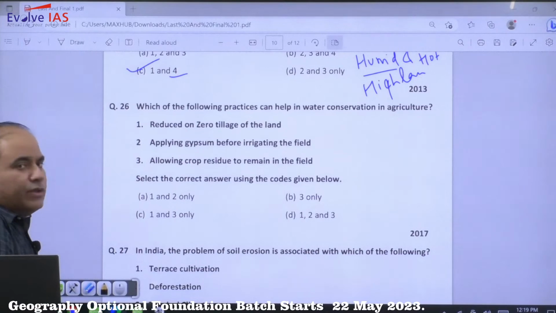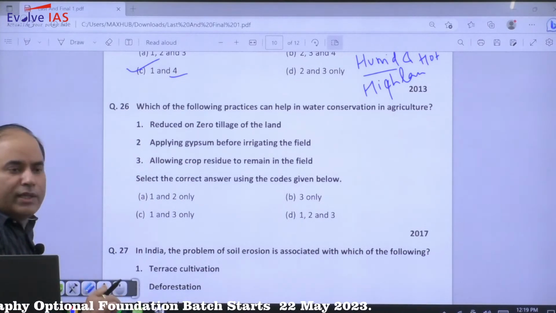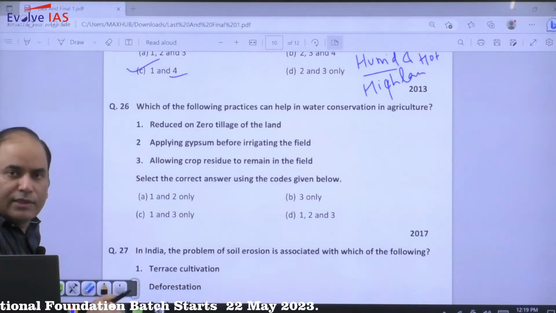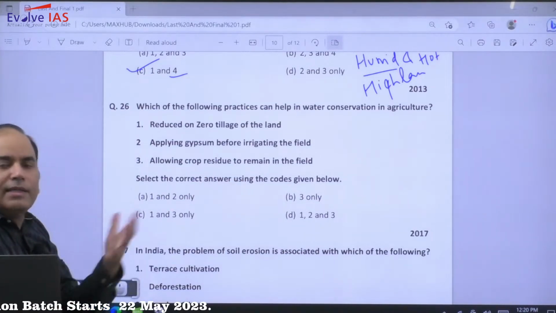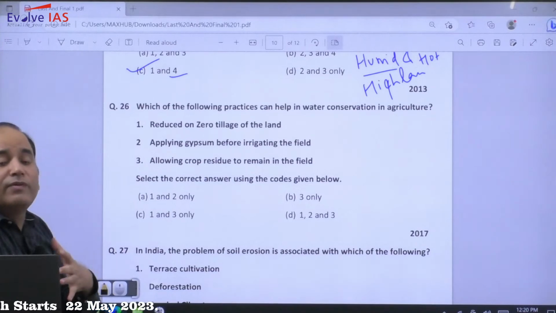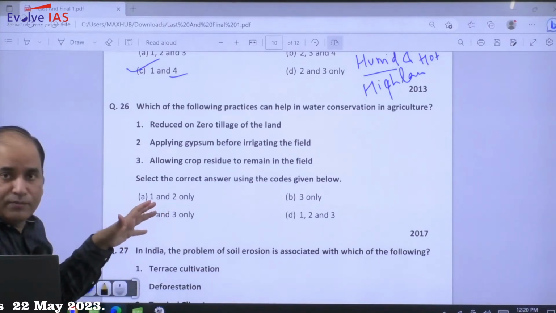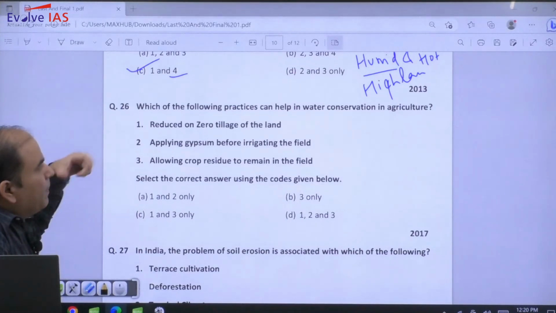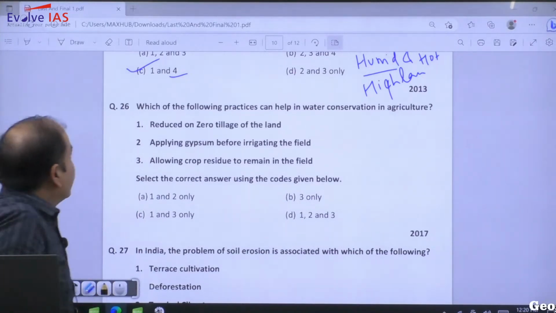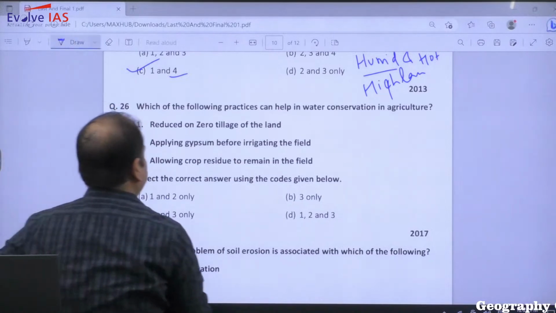As far as zero tillage is concerned, what is the main role of zero tillage? Zero tillage is associated with cultivating the crop without going for the conventional form of plowing. So zero tillage is definitely helpful in water conservation. So statement number 1 is correct.